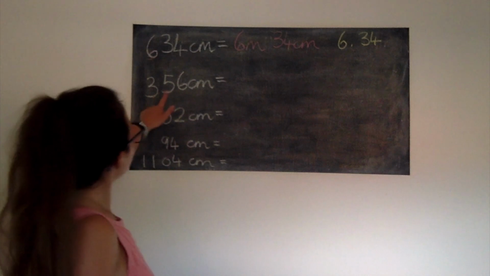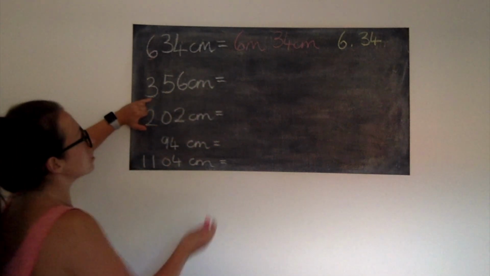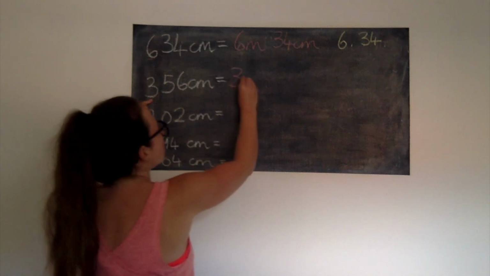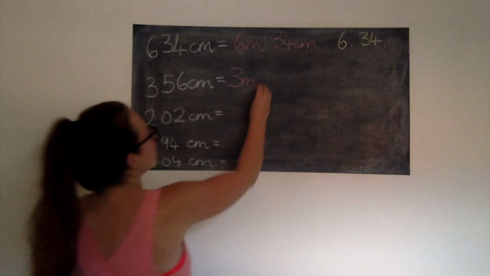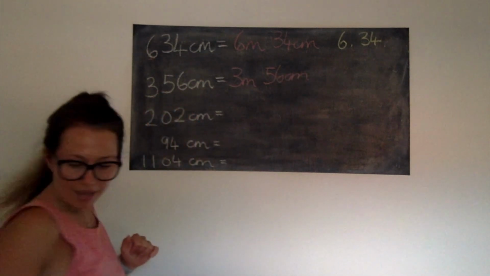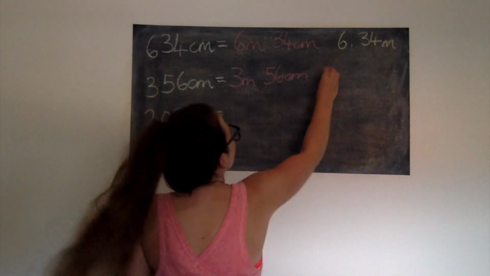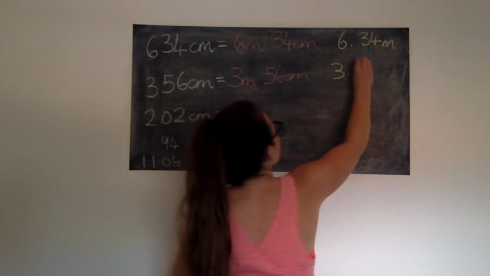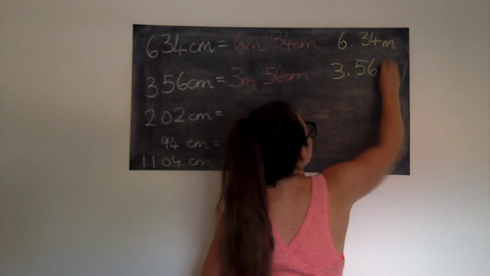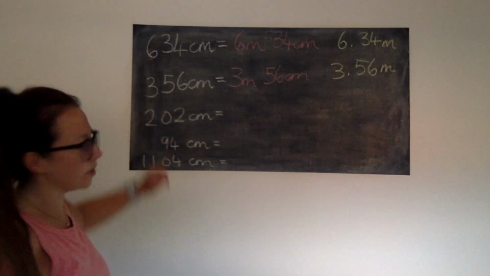Next one. 356 centimetres. So as metres and centimetres, I've got 3 lots of 100. So that's 3 metres and 56 centimetres left. 3 metres, 56 centimetres. As metres, oh, I forgot my unit of measure up here, that would be 3.56 metres, divided by 100. Okay, divided this by 100.